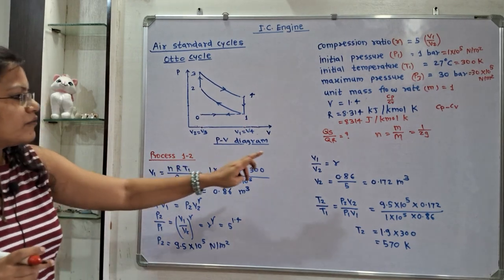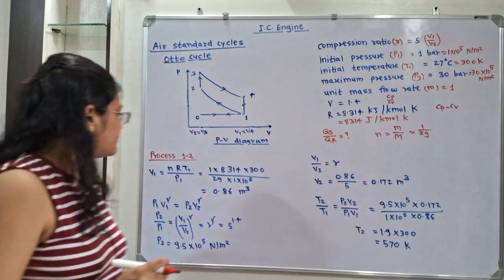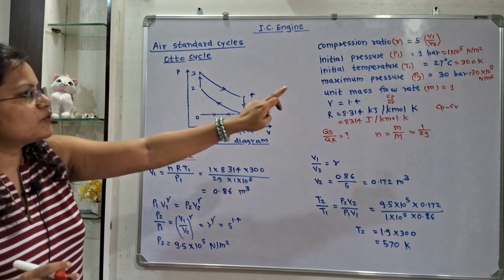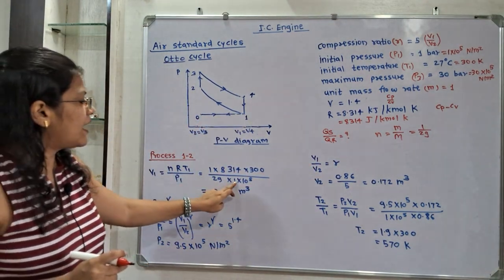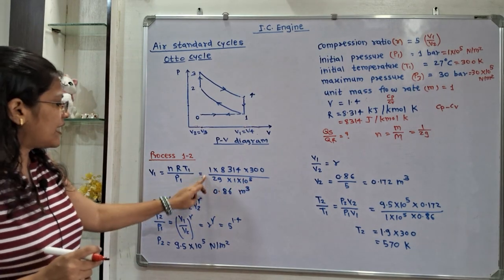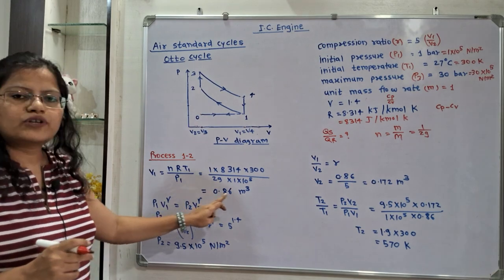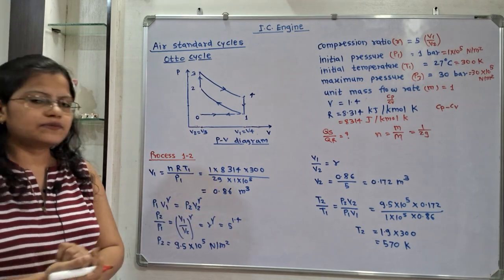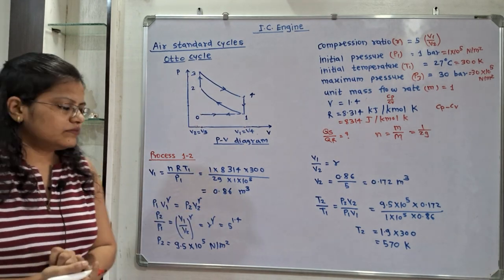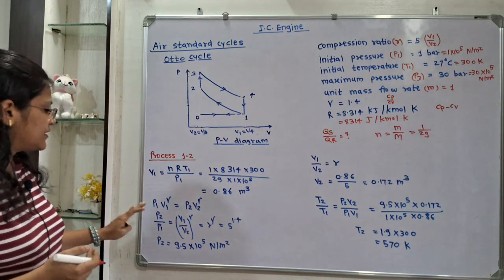R we have to use 8314. T1 we have to use in Kelvin, and P1 we have to use in bar. So with calculation V1, unit is meter cube, is 0.86 meter cube. Now we will calculate the pressure P2.